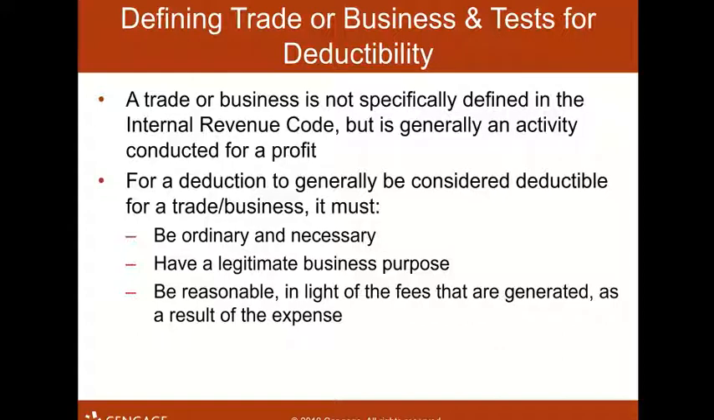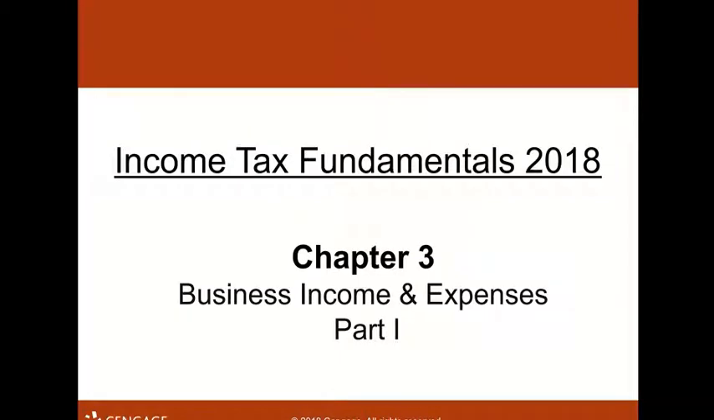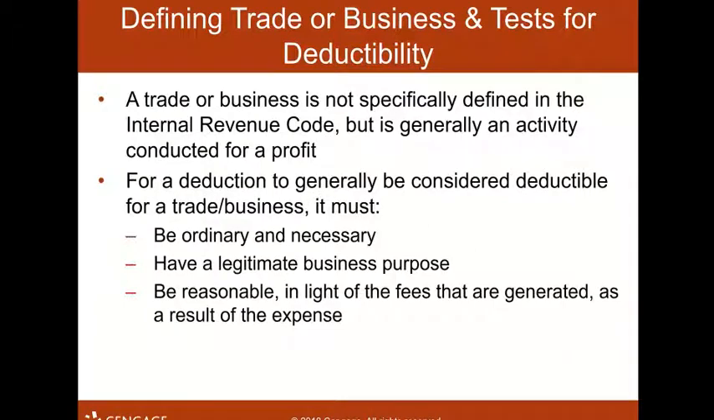Then we start the first topic here, which is defining trade or business and the test for deductibility. What is meant by business or trade? Because the chapter here is about business income and expenses. So we're starting here with the definition of trade or business and the test for deductibility. Deductibility here means what expenses can be deducted or are acceptable from a taxation point of view.